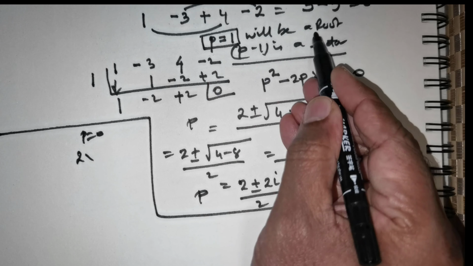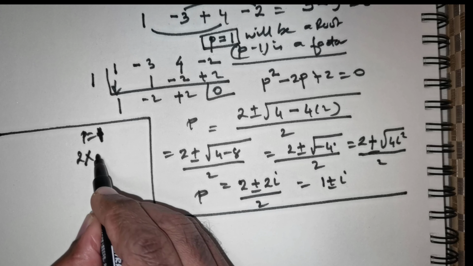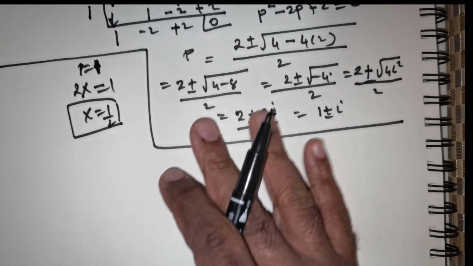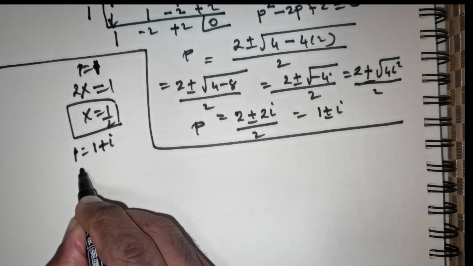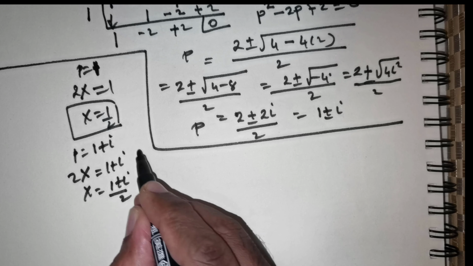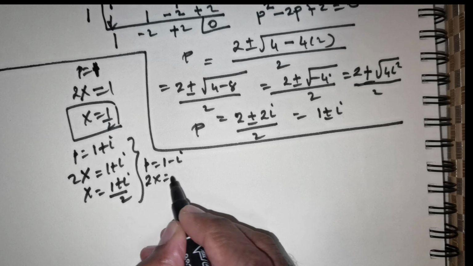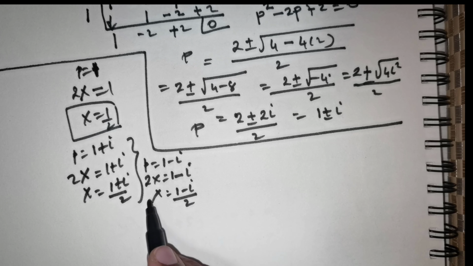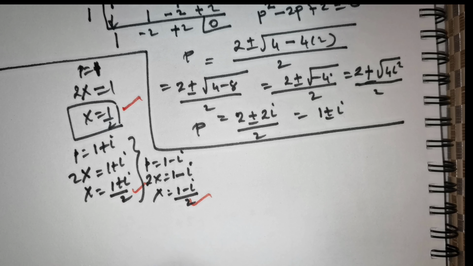P is equal to 1 is a root, so this means 2x is equal to 1, which means x is equal to 1 over 2 is a root, right? On the other hand, you get p is equal to 1 plus i is a root, which means 2x is equal to 1 plus i, which means x is equal to 1 plus i divided by 2. So this is one root. On the other end, p is equal to 1 minus i is a root. So 2x is equal to 1 minus i, which means x is equal to 1 minus i divided by 2 is a root. So we got 3 roots. So this is a root, this is a root, this is a root. 3 roots we have got.